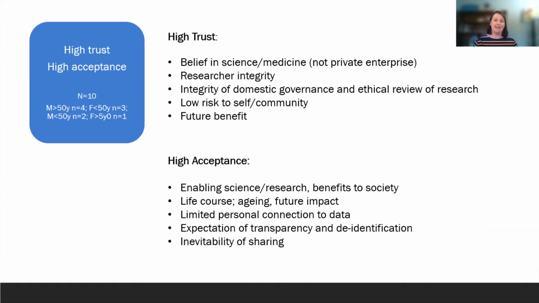And they also had a strong sense of the integrity of the ethical review of research in Australia. So they were quite willing to accept that their genomic data might be accessed through a waiver of consent, which they saw as a positive in enabling that scientific research to occur, enabling the benefits to accrue for society. These participants had a limited sense of personal connection to their genomic data as something that had any direct impact to their lives or identity. And there were some life course implications here around aging and wanting to leave a positive legacy for their families and for their communities.